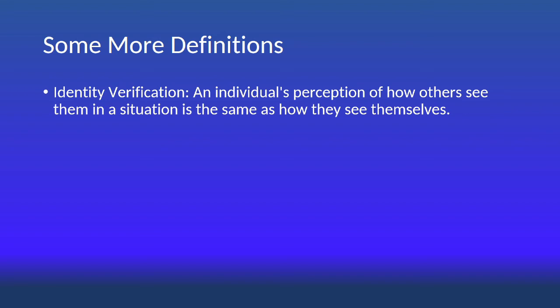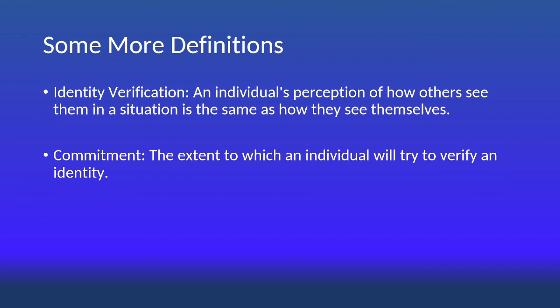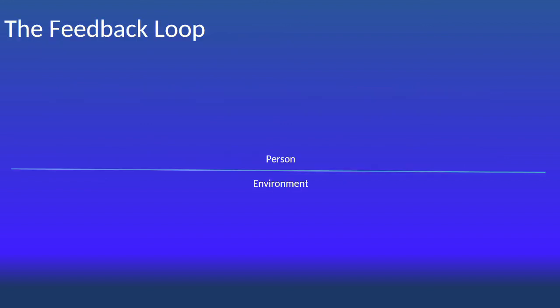For the perceptual control process model of identity, commitment is the extent to which an individual will try to verify an identity. That is, the amount of work they do to ensure that others see themselves the same way they do. The perceptual control model is conceptualized as a feedback loop which works to maintain an individual's sense of self. The model has 5 parts: the identity standard, the perceptual input, the comparator, emotion, and output.